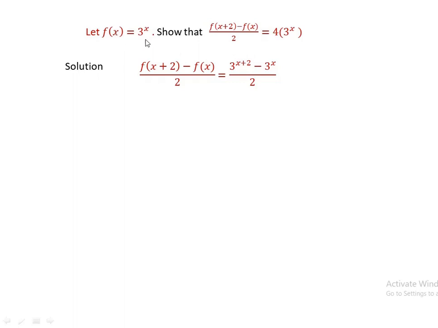Since our f of x is 3 to the power of x, f of x plus 2 becomes 3 to the power of x plus 2, and f of x stays as it is, which is 3 to the power of x. So f of x plus 2 minus f of x over 2 is equal to 3 to the power of x plus 2 minus 3 to the power of x, the whole over 2.